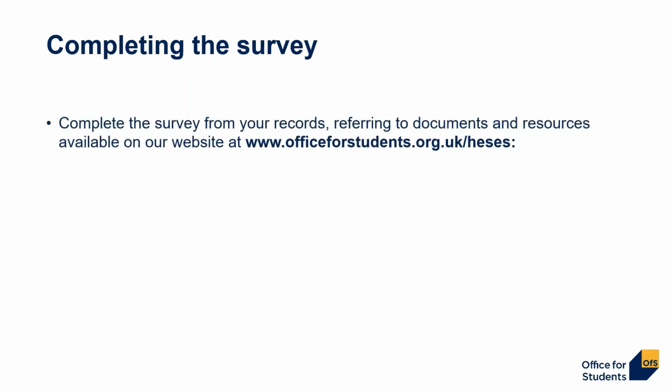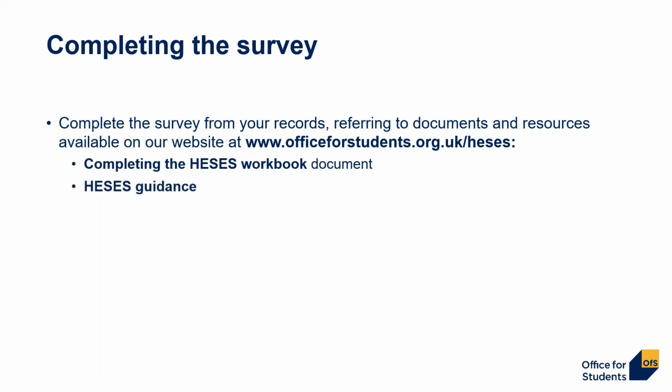Please complete the survey workbook using the necessary information from your records and the various resources available on our website at www.officeforstudents.org.uk/HESES, that's HESES. Your main references are likely to be the Completing the HESES workbook document, which has detailed instructions on how to fill in each table of the HESES workbook, and the HESES guidance document, which contains all the definitions used in HESES. If you have been asked to complete HESEF instead of HESES, please refer to the corresponding HESEF guidance document.